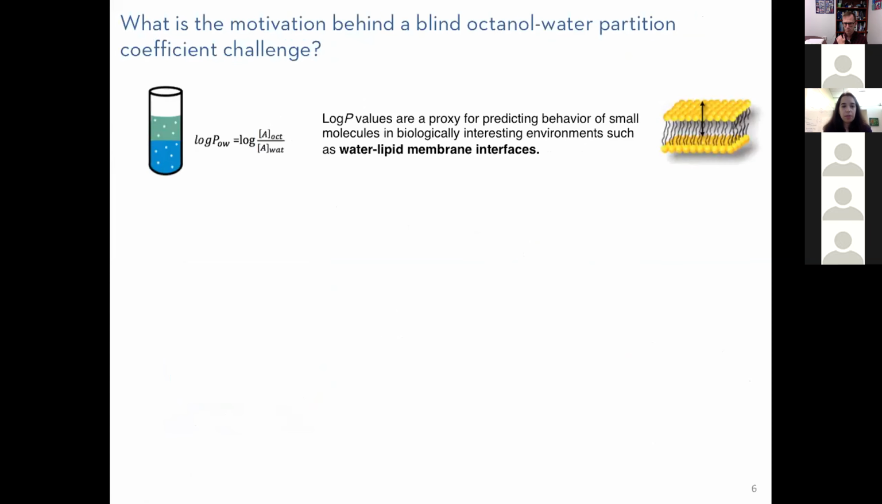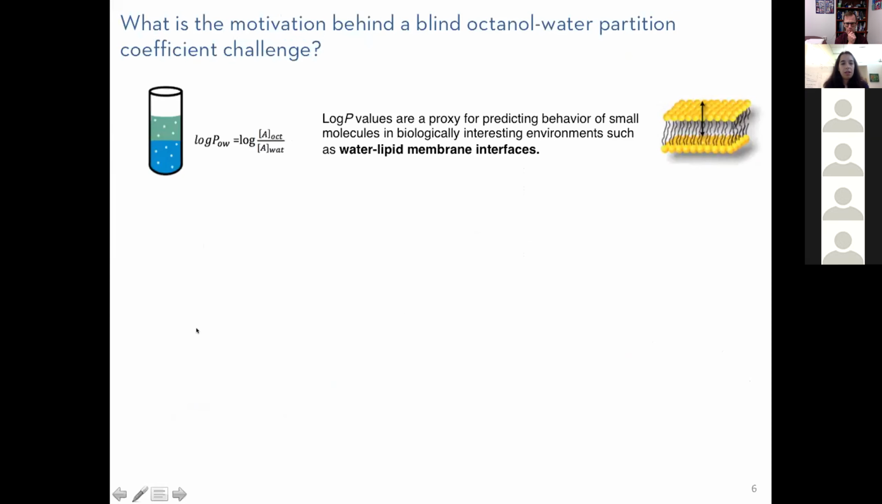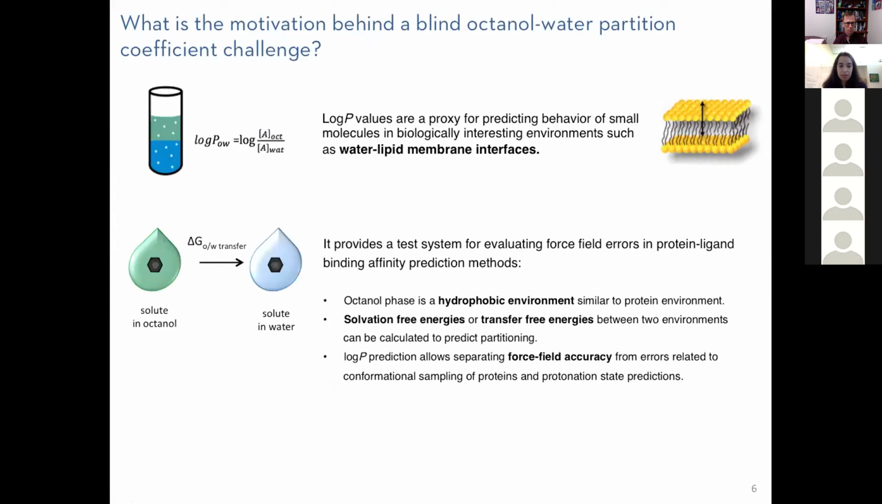So in SAMPL6, we had separate evaluation of our pKa prediction abilities and partition coefficient prediction abilities. Partition coefficient refers to partition of the neutral substance between two phases, whereas distribution coefficient refers to both neutral and ionized species partitioning in a biphasic system. So logP octanol-water is the logarithm of the ratio of an analyte distributing between two phases. It's a proxy for predicting behavior of small molecules in biologically interesting environments, such as water-lipid membrane interfaces.